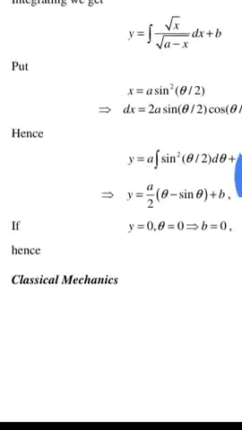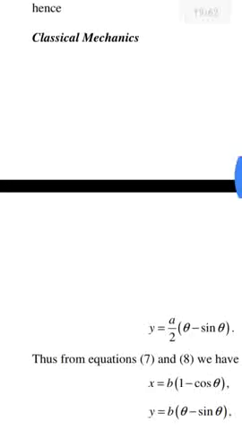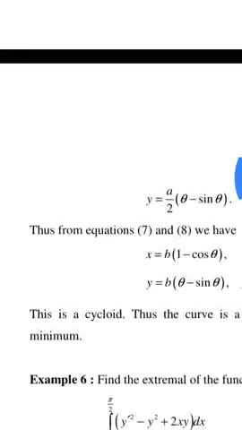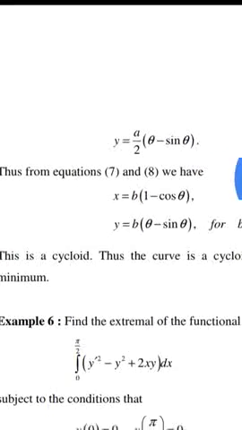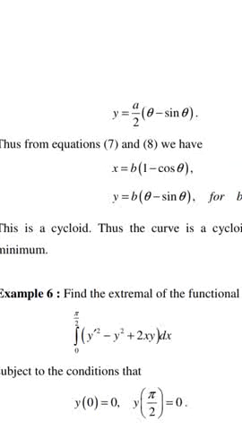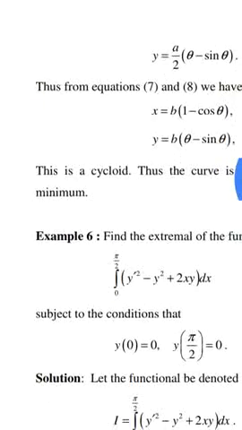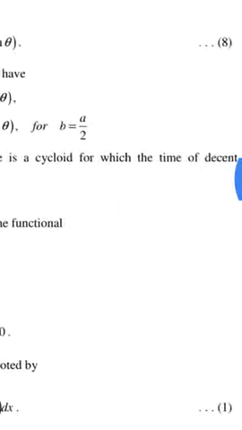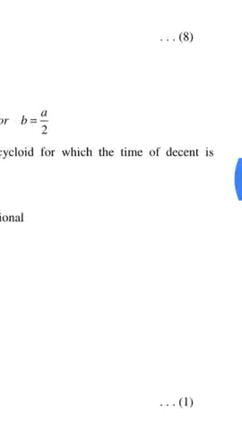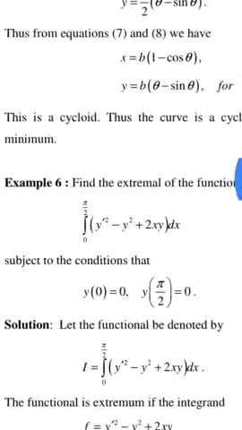Y is equal to 0 initially, when θ is equal to 0, therefore b is equal to 0. Therefore y is equal to (a/2)(θ − sin θ). And from the equation, x is equal to b(1 − cos θ) and y is equal to b(θ − sin θ), for b is equal to a/2. This is a cycloid. Thus the curve is a cycloid for which the time of descent is minimum.